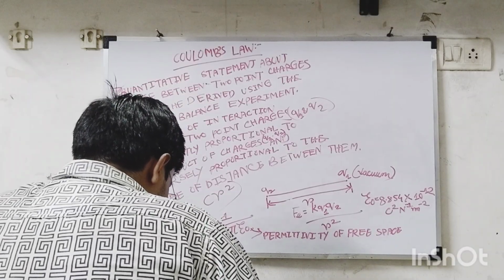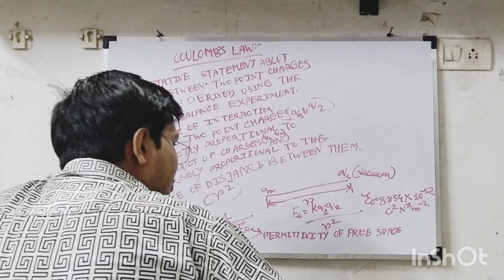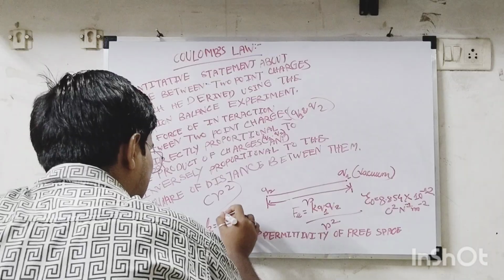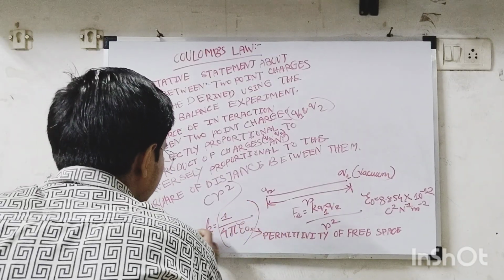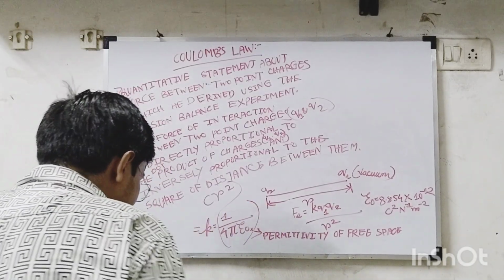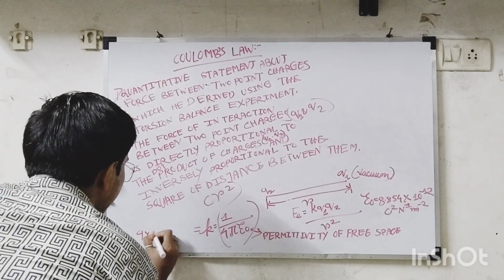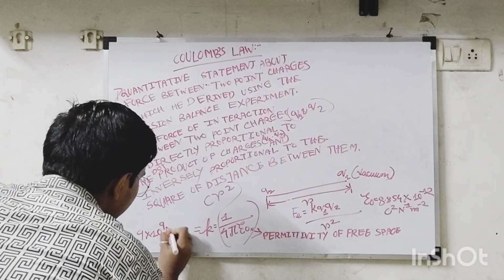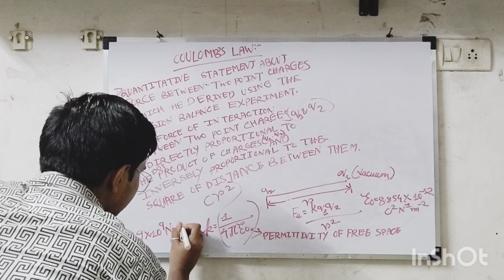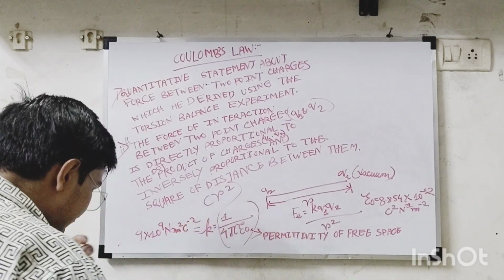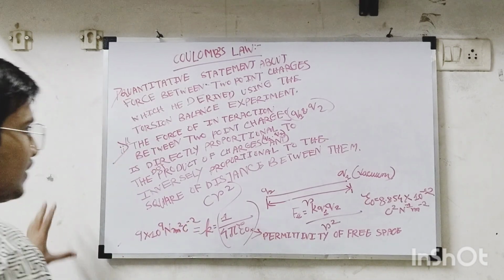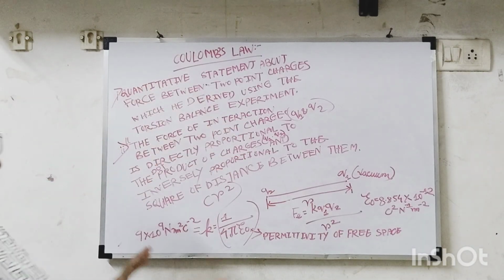And what do we take it for all practical purposes? This value 1 by 4 pi epsilon naught, we can take it as 9 into 10 to the power 9 Newton meter square Coulomb inverse square. Simple. Coulomb's law is very simple.